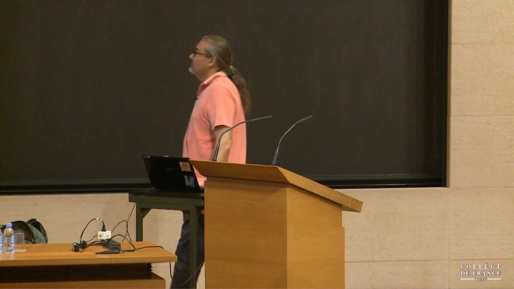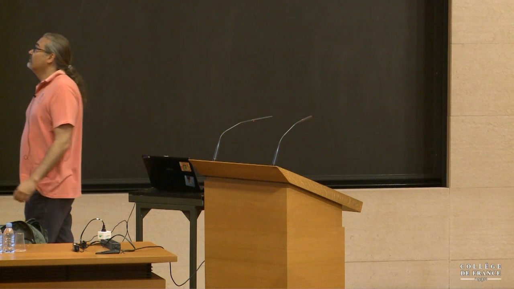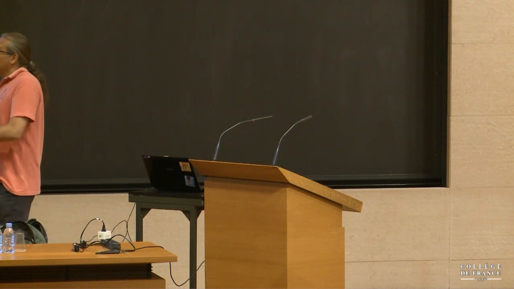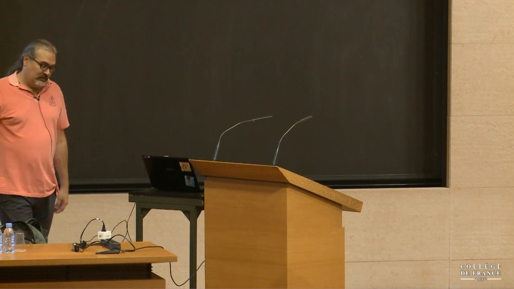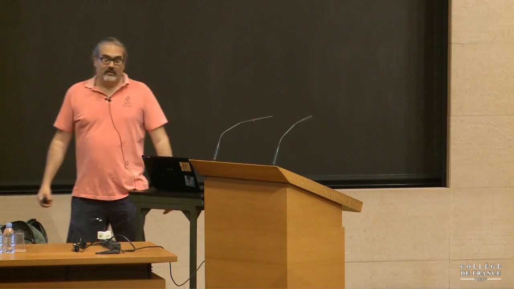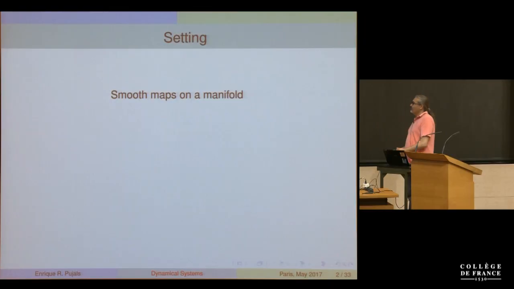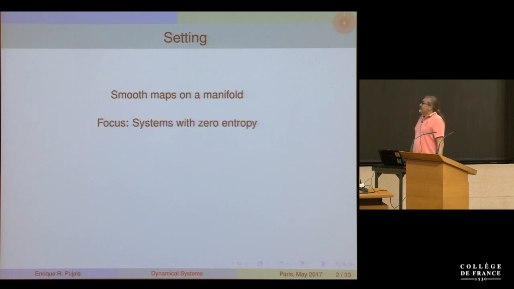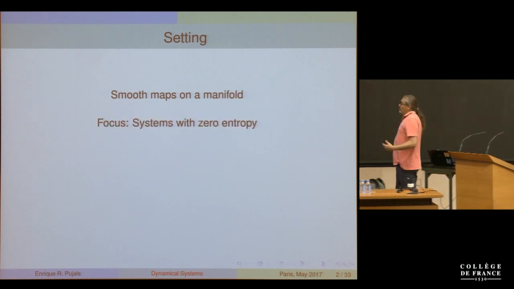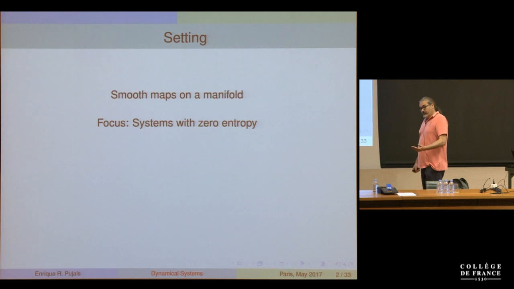Okay, so let's start with the setting. The setting is pretty clear. We are going to consider smooth maps on a manifold. This manifold could be open, could be compact, it doesn't matter. Smoothness means at least C1 plus alpha. And the focus will be to try to understand the systems with zero entropy.